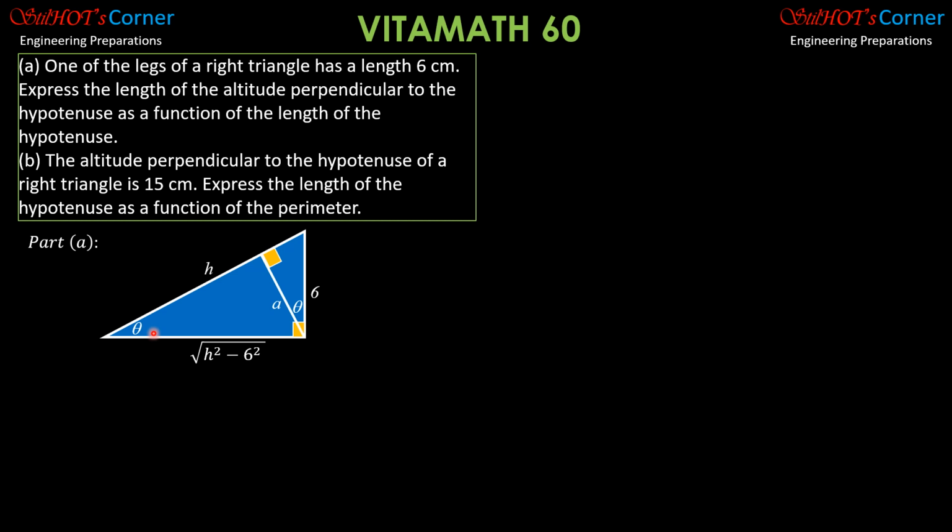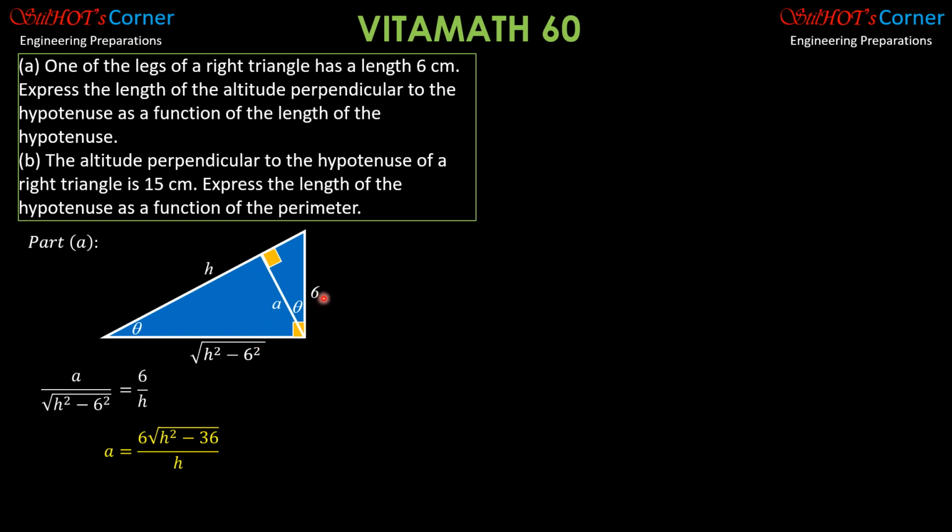So we have to apply constant ratio, opposite of theta over hypotenuse. So for this intermediate size triangle, the opposite side is A, and the hypotenuse is square root of h square minus 6 square. For this biggest triangle, the opposite side is 6 and the hypotenuse is h. Therefore, A over square root of h square minus 6 square equals 6 over h. So the altitude therefore is 6 square root of h square minus 36 divided by h. So we have expressed the altitude to the hypotenuse of this right triangle in terms of the hypotenuse.